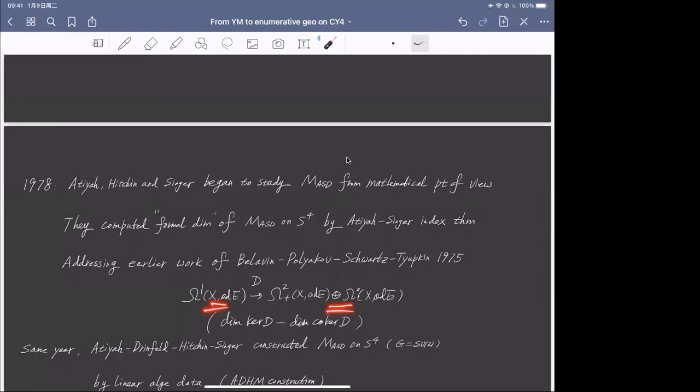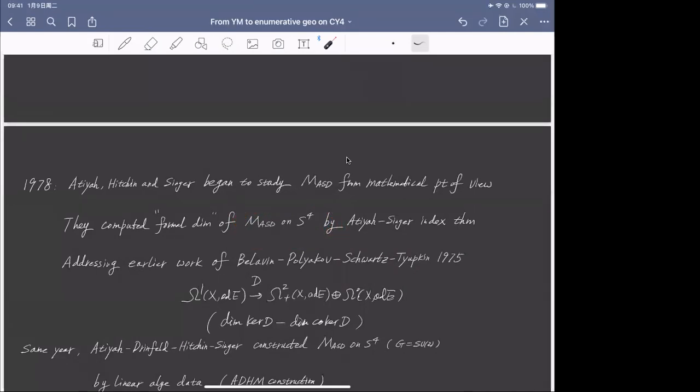For a differential operator like this, there's a famous so-called index theorem computing the difference of their dimensions, using the Chern character of E, the A-hat genus, and some topological invariants of X. This is usually referred to as the Atiyah-Singer index theorem. So what Atiyah, Hitchin, and Singer did is they computed the formal dimension, which is the index of this operator, on S^4. Okay.